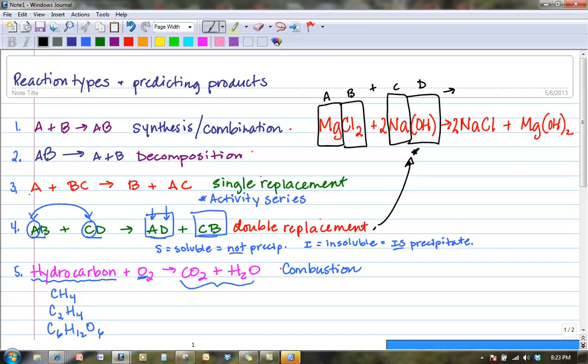So I'm going to stop this video here. Stay tuned for the next video where I show you how to use the general forms of A and B and C and D to figure out what the products are given reactants.